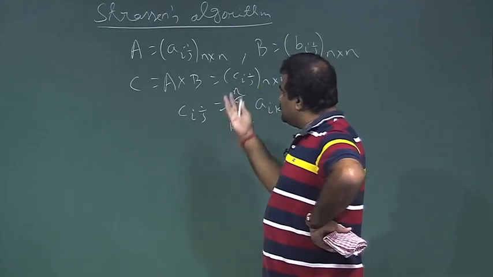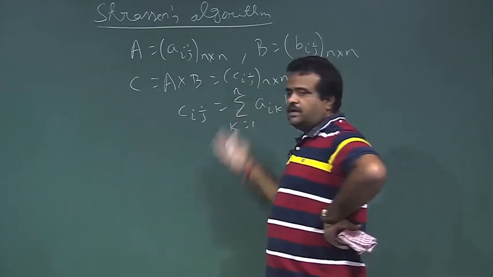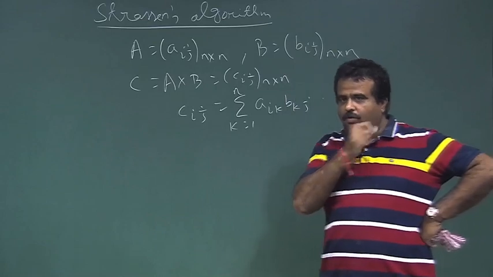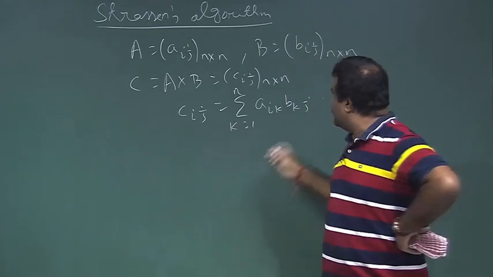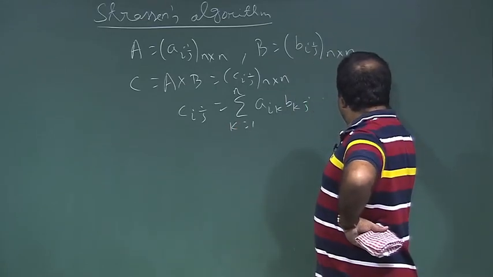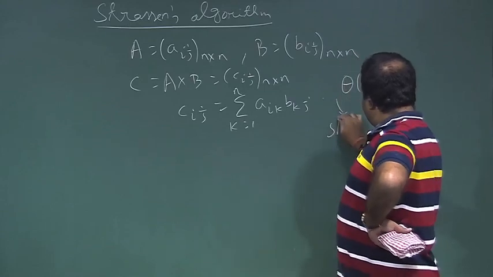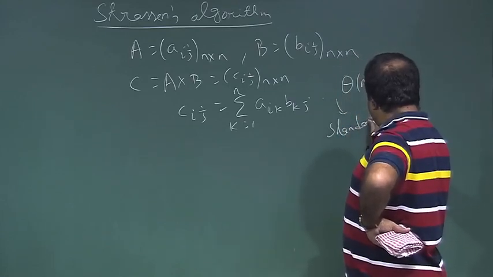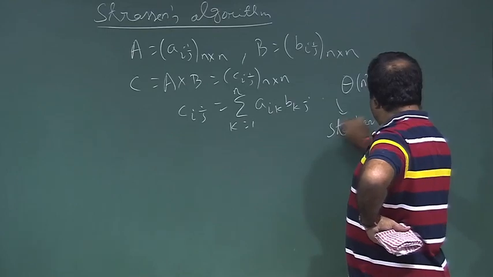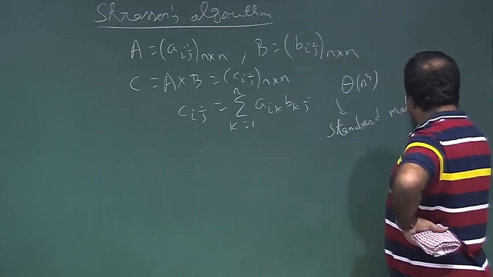And we have seen that the standard method uses 3 for loops to get this value, but that will take order of n cube. This is the standard matrix multiplication algorithm.